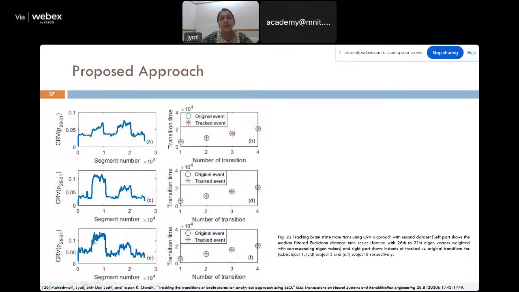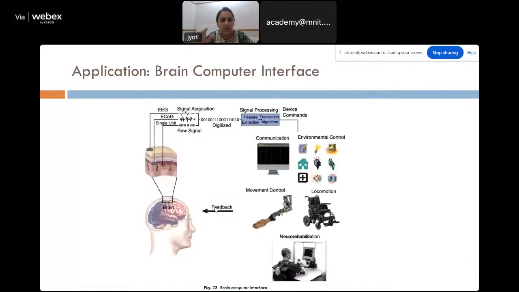Suppose we can characterize that this is state 1, this is state 2, this is state 3, if we can do this kind of characterization. This was one of the future scopes, where we can characterize these brain states and then translate them into commands. Suppose we have defined that these 4 tasks are there which a person can do. This is the application which we have thought can be implemented in future. We have not done it so far.